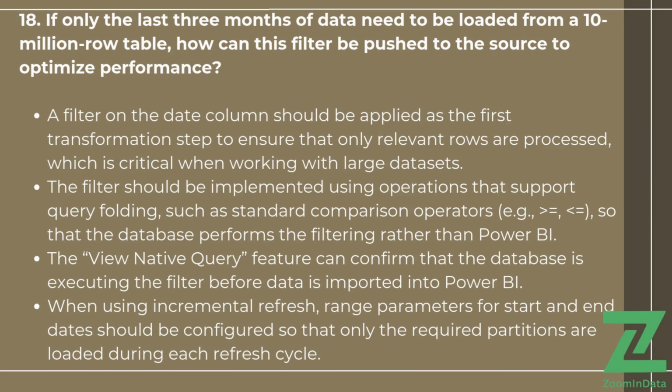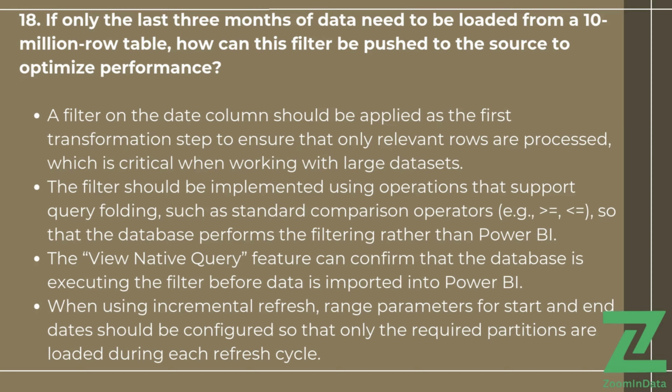18th question. If only the last 3 months of data need to be loaded from a 10 million row table, how can this filter be pushed to the source to optimize performance? A filter on the date column should be applied as the first transformation step to ensure that only relevant rows are processed, which is critical when working with large datasets.